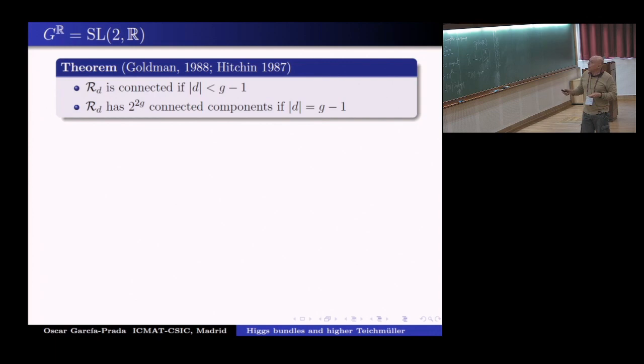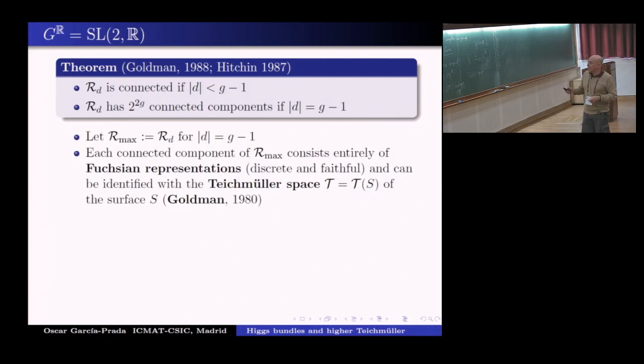But here is the other situation, which is that R_D has 2 to the 2g connected components if D is g minus 1. So this is the non-injectivity thing. You fix the topological invariant to be g minus 1, and there are many components. These are components that are not determined by the topological invariant, right? Like in the case of compact groups and so on.